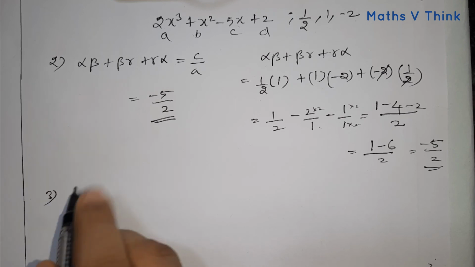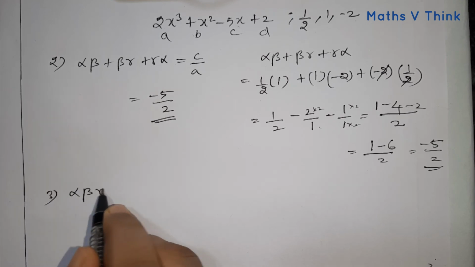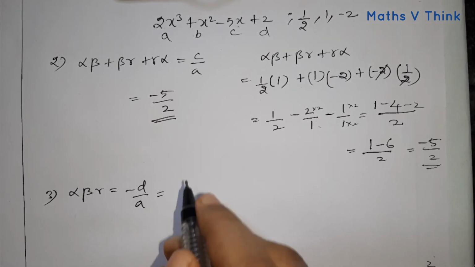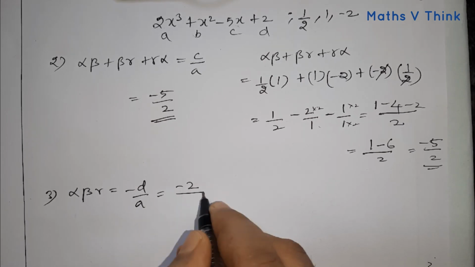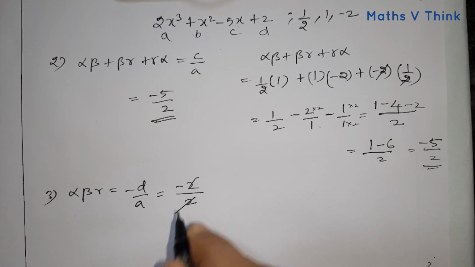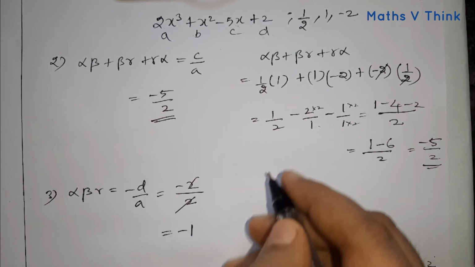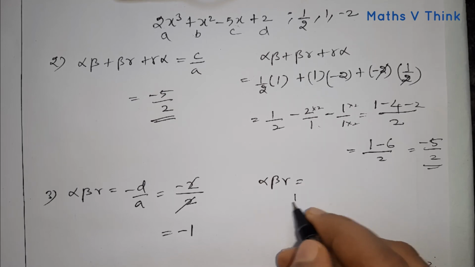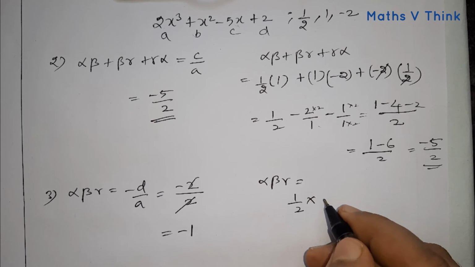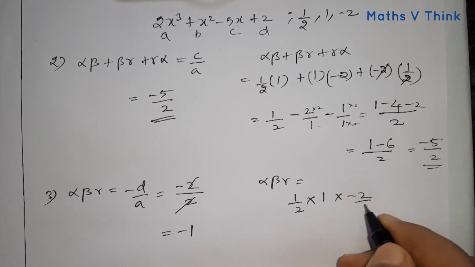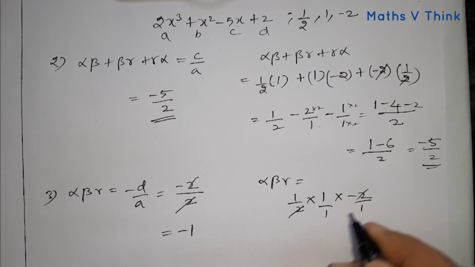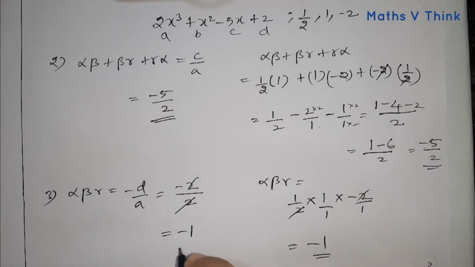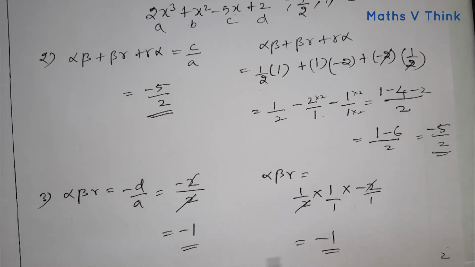Now the third relationship is alpha into beta into gamma. The formula is minus d by a. So d is what? Plus 2. So minus of 2 by a, which is 2, so 2 gets cancelled. It is minus 1. Now by substitution, alpha beta into gamma is equal to alpha is 1 by 2 into beta is 1 into minus 2. So 2 gets cancelled, so 1 into 1 is minus 1, which is minus 1. So we verified the relationship. This sum ends here.